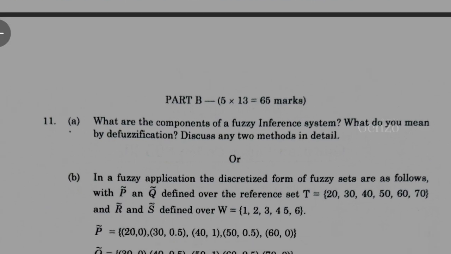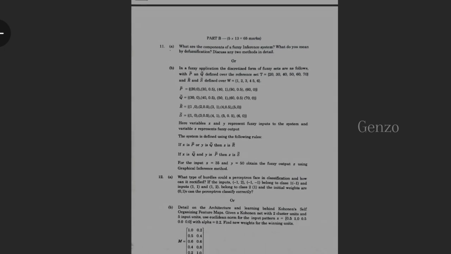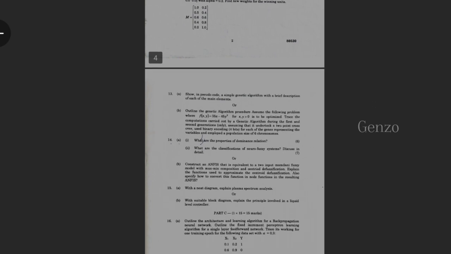Part B has 5 main questions. Each question has an either-or choice. You must attend all 5 and each carries 13 marks, totaling 65 marks.